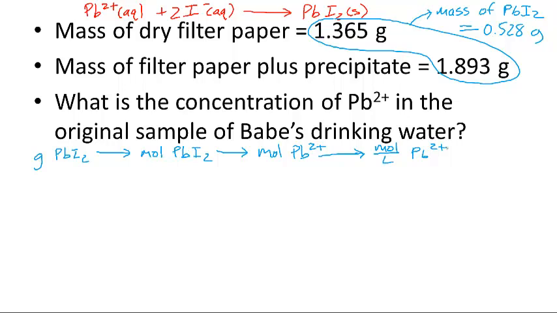So these analysis questions, they're really stoichiometry questions, but you've got to dig through the data a little bit to get your relevant starting point. So go ahead, figure out the concentration in Babe's drinking water and see if Babe is maybe suffering from lead poisoning.